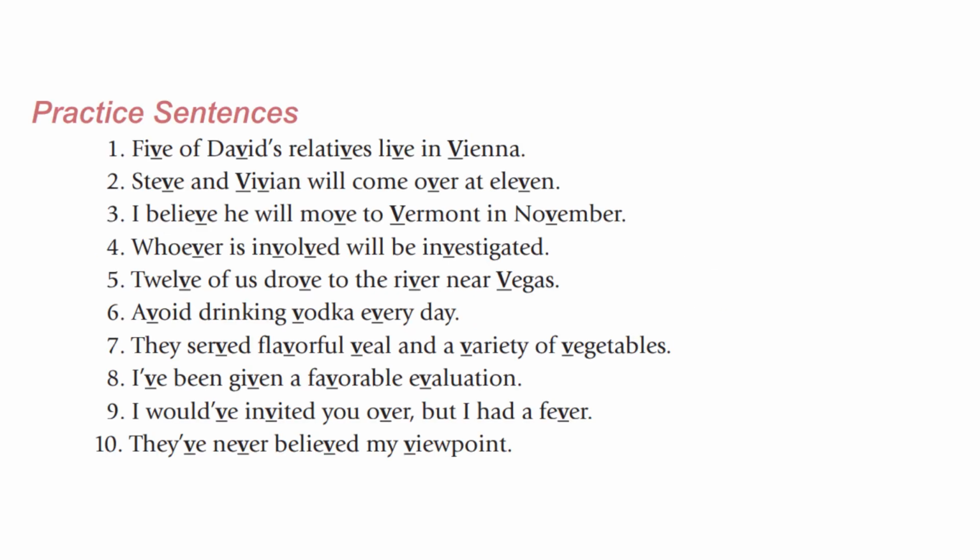Sentences for practice. 5 of David's relatives live in Vienna. Steve and Vivian will come over at 11. I believe he will move to Vermont in November. Whoever is involved will be investigated. 12 of us drove to the river near Vegas.